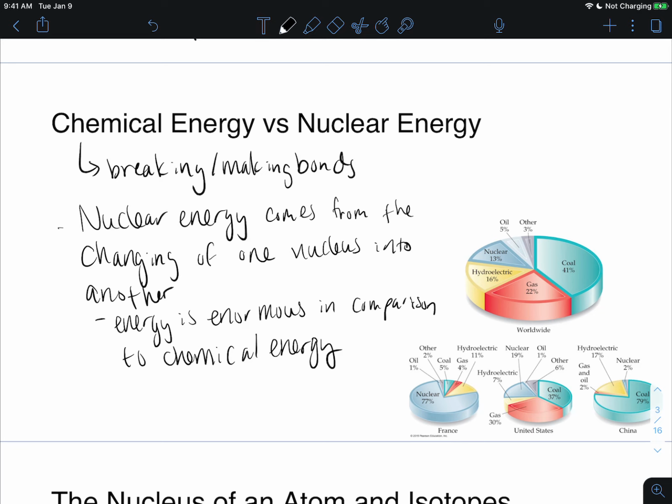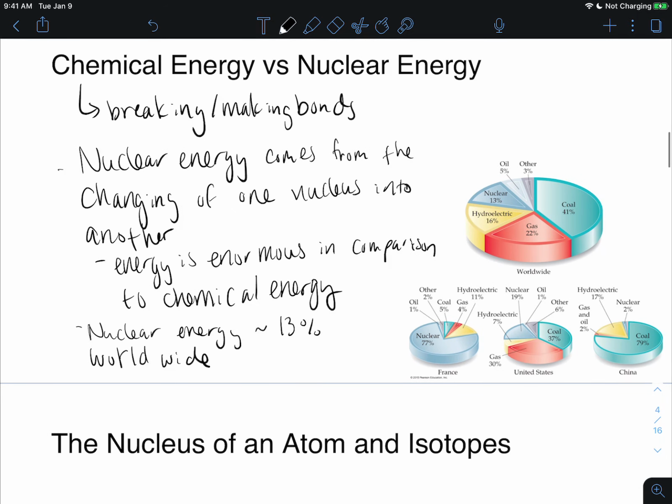And nuclear energy, if we talk about a nuclear power plant, accounts for about 13% of the energy worldwide. It depends on what area we're talking about. Here's just a couple of different areas: United States, France, and China. France has the greatest amount of nuclear energy, while China has the greatest amount of coal energy and the least amount of nuclear energy.